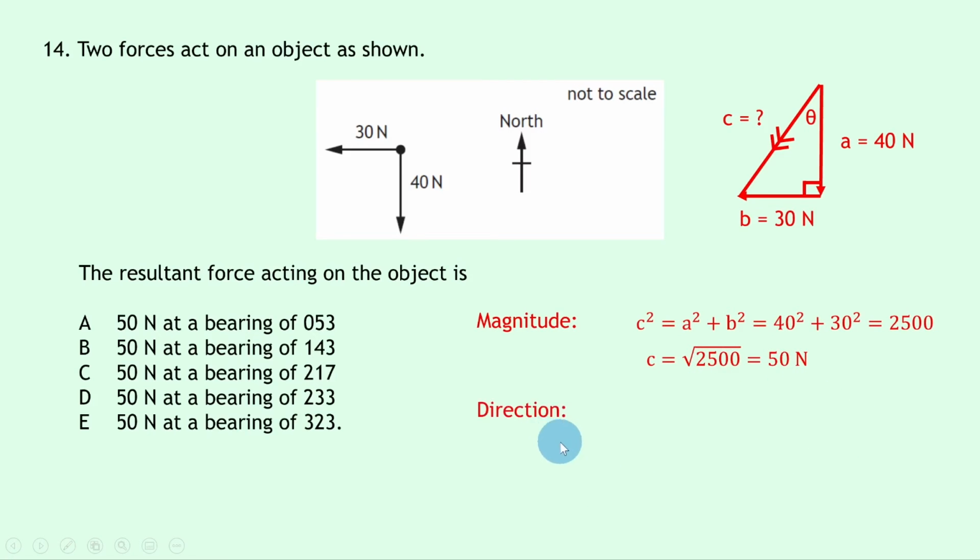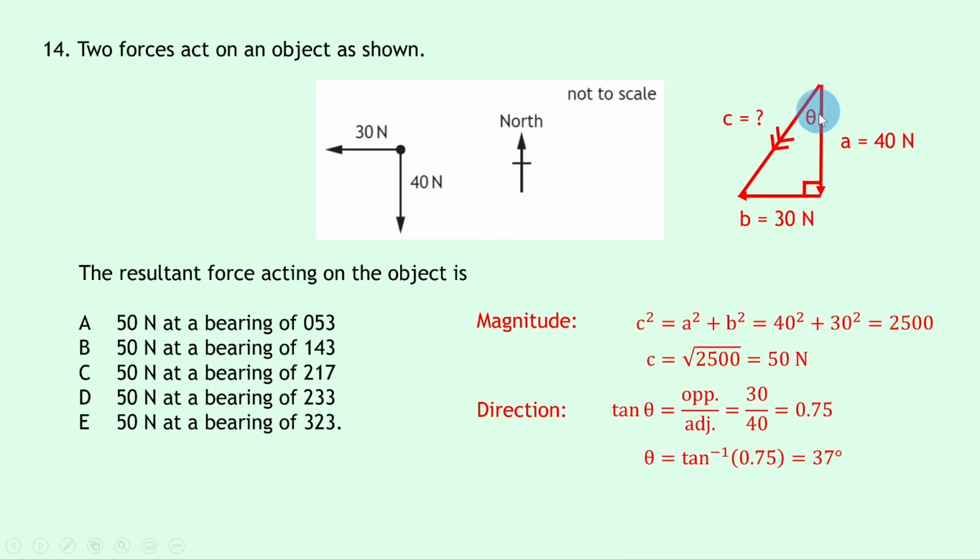To find the direction, we need to use tan theta equals opposite over adjacent, which is equal to 30, the opposite, divided by the adjacent, which is A, which is 40, so we get 30 over 40, which equals 0.75. Then to find theta, this equals inverse tan or shift tan in your calculator of 0.75, which equals 37 degrees.